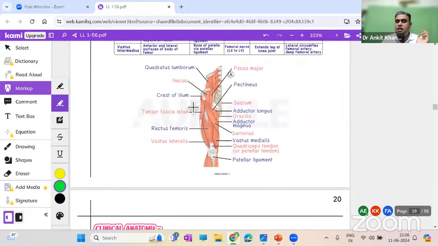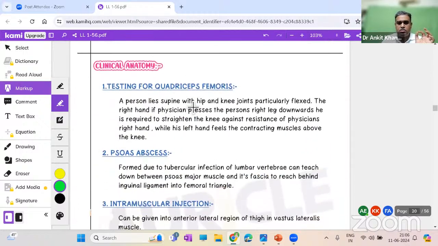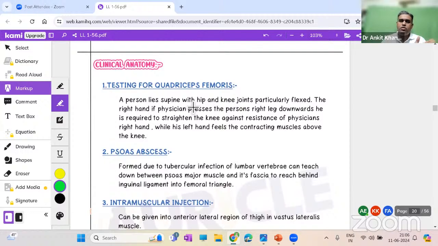These are the muscles of the anterior thigh, the main muscles I told you. So how are you going to test it? Simply, we know the action of a muscle: the quadriceps is going to extend the knee. So give a resistance and ask the patient to extend the knee. If he is able to extend, fine. If not, there's some weakness. Another very important test is the psoas abscess. You'll see the diagram as well. This question came in your recent NEET PG exams as well.